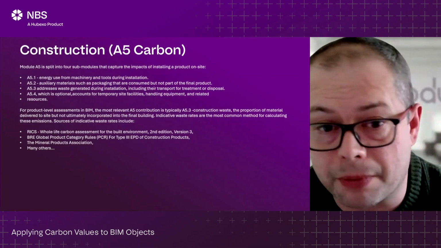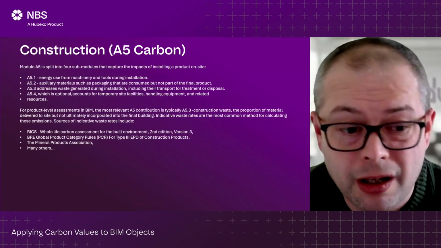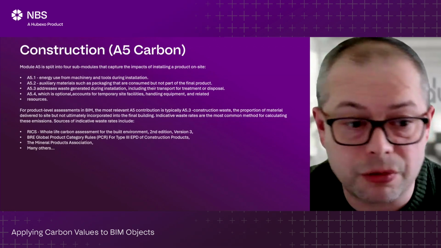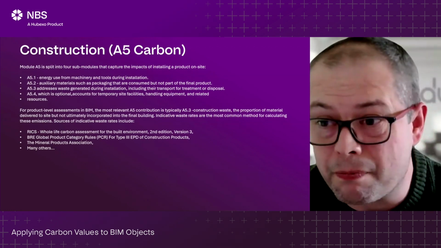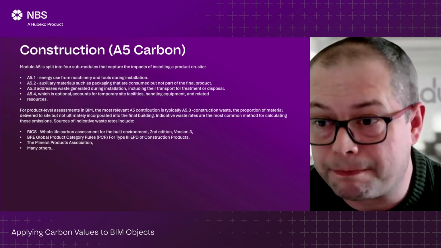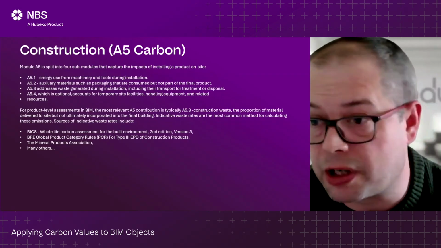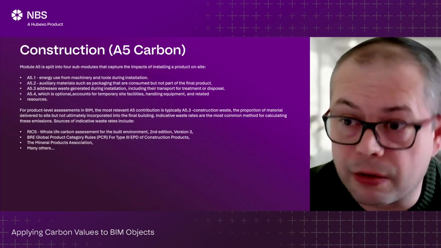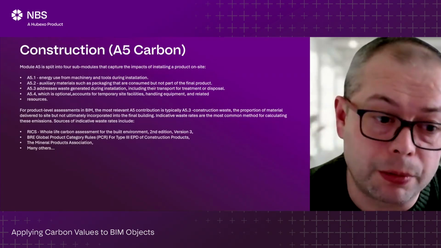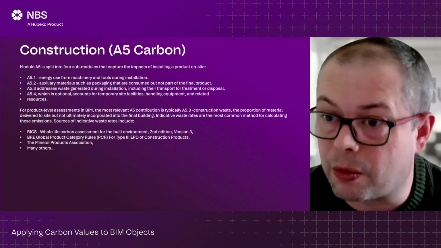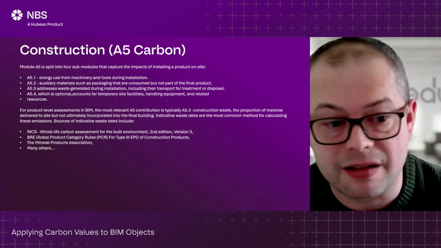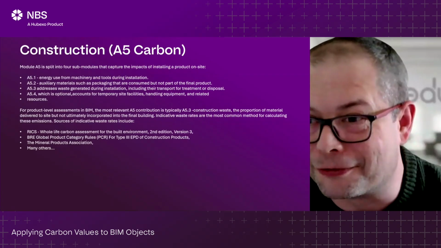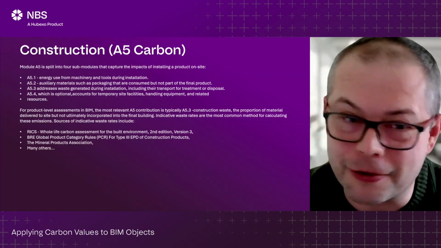There are also lots of different places where you can actually get these from. So BRE have it for their product category rules for EPDs and construction products. Product associations, so the Mineral Products Association was one that contributed to the guide. They will have different waste rates that they will have available, but if you can take one, pick it, use it, you're going to have consistency throughout. There are many others, but the webinar isn't long enough, unfortunately, to sit and actually list all of those that are available.